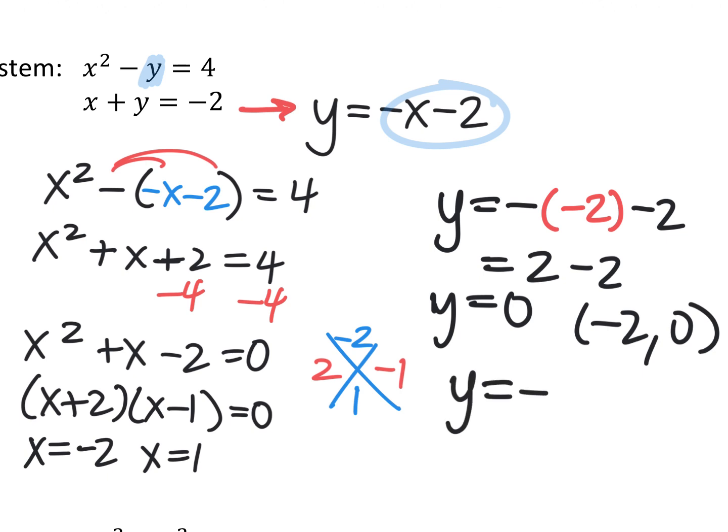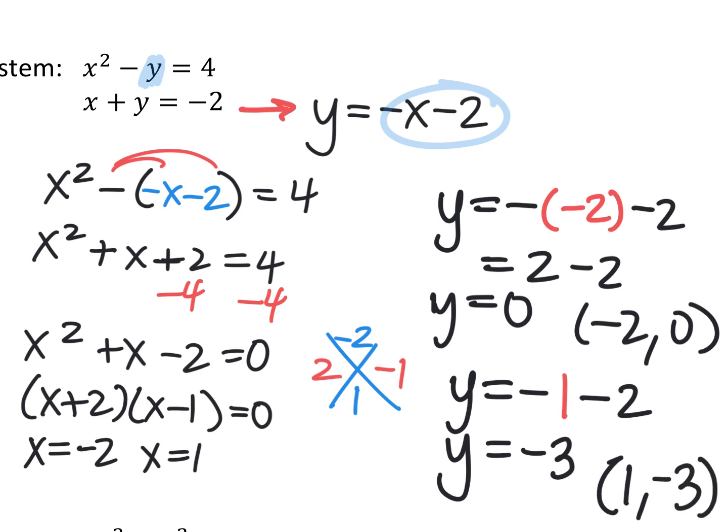Y equals negative times 1 minus 2. So -3. So that would give you your second point of 1, -3. Okay, so these two right here are your final answers. You had a quadratic and a line, and they intersect twice at those 2 points.